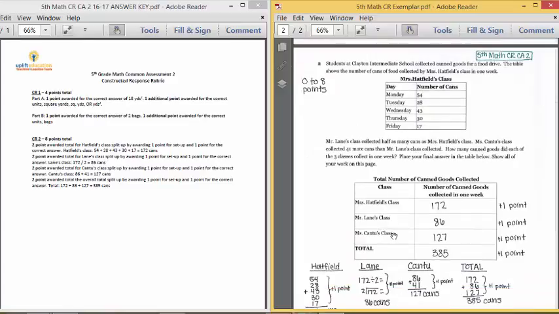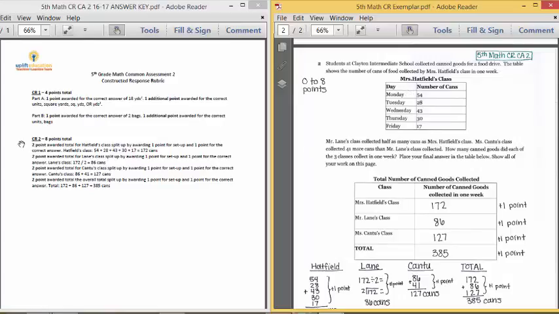Question number 2 is a pretty in-depth question. It's worth up to 8 points. Scholars will need to use the information in the table, which shows several days and how many cans Mrs. Hatfield's class collected in that week. After that, there's information about how many cans other classes collected based off of how many Mrs. Hatfield's collected.